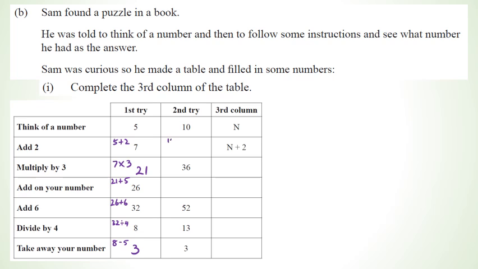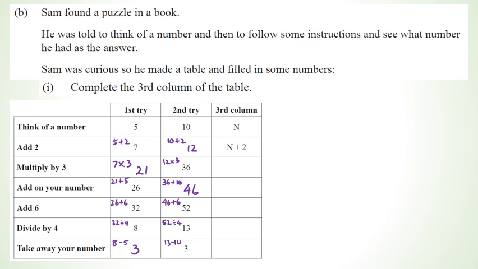Same thing here. I've got 10 plus 2 is 12. 12 times 3 is 36. 36 plus 5 is 41. Oh, sorry, not 5. It should be 10. 36 plus 10 is 46. And then 46 plus 6 is 52. 52 divided by 4 is 13. And 13 minus 10 is 3.